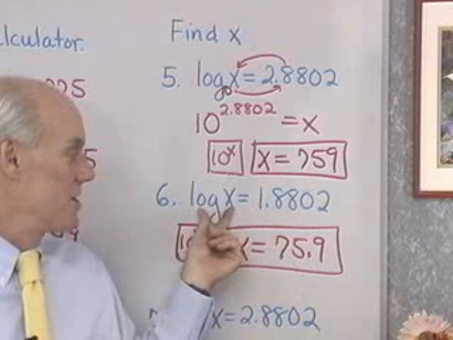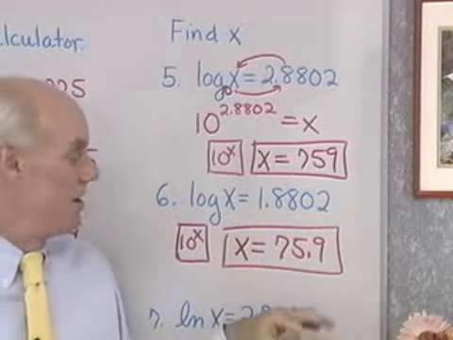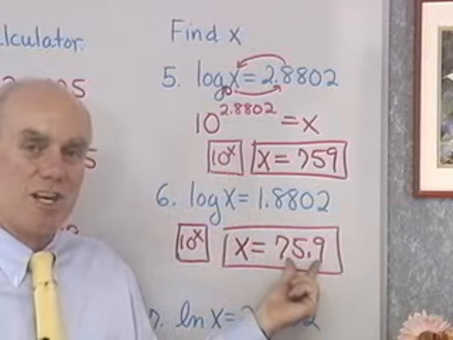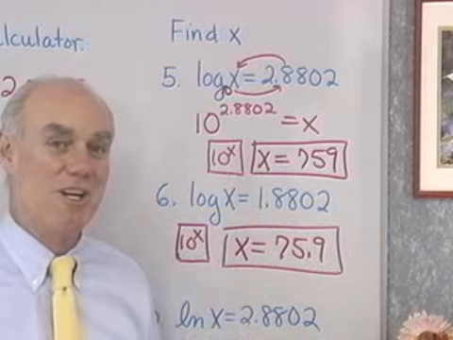Okay, so this is just how to find this number on the calculator. We're saying the log base 10 of x is this. That means that x itself must be 75.9. If you want to check this, you can enter this into the calculator, press your logarithm button, and see if you don't get 1.8802.